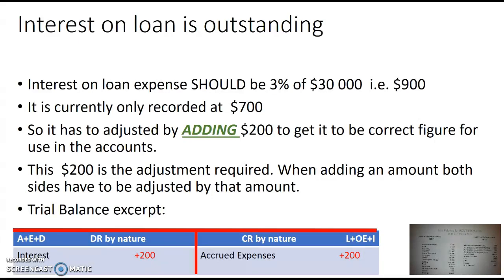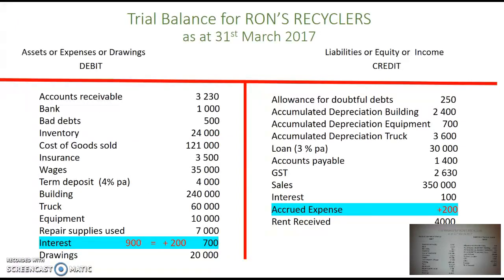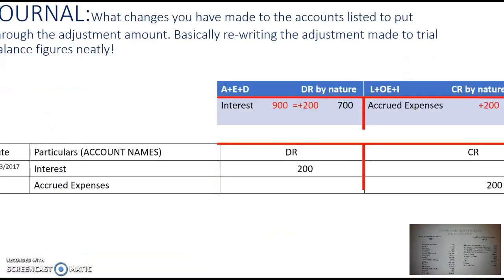They might ask you to do a general journal then to explain why you've had to adjust those figures. Let's have a look at what a journal means. That's just me putting through the adjustment there. See, that 700 will now be added to by 200, 900. Here's the rule: if you add something that side, you've got to add the same amount that side. $200 goes into that accrued expense account.